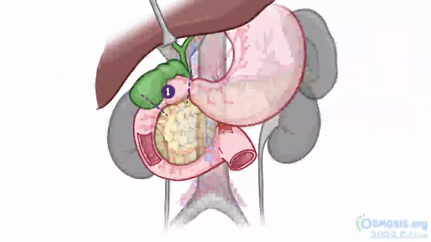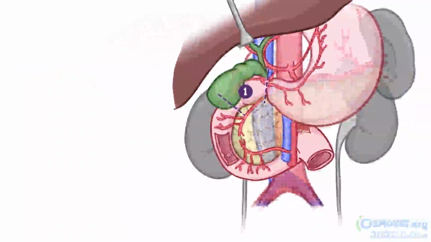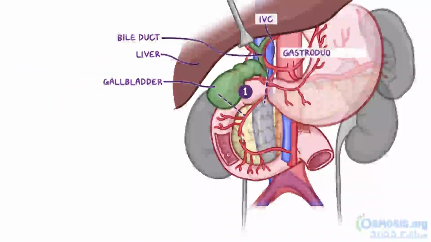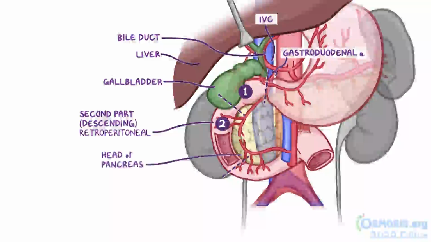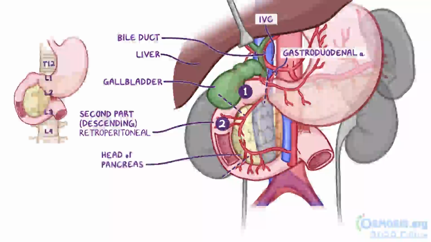The first part of the duodenum travels laterally to the right and has the liver and gallbladder overlying it, and it has the IVC, bile duct, and gastroduodenal artery posterior. The second part, or descending part of the duodenum, is completely retroperitoneal. It curves downward around the head of the pancreas, which is medial, and runs inferiorly from the L1 to the L3 vertebra, to the right of and parallel to the IVC.